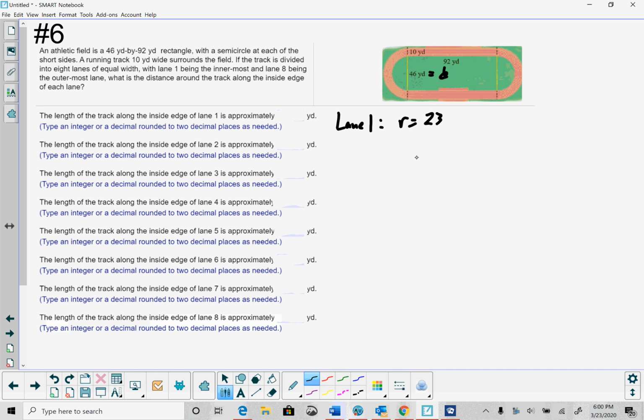Now, mind you, if we follow the path of that semicircle going around here, and if you're going to run a full lap, you're going to run a semicircle there. That gives you the entire circumference of a full circle. Okay, so this total distance here, we're going to run the straightaway of 92 yards twice, and then we're going to run the circumference of an entire circle, 2 pi times 23.